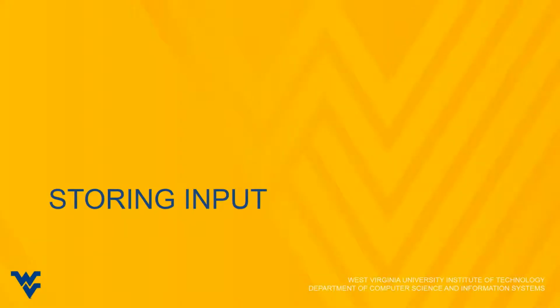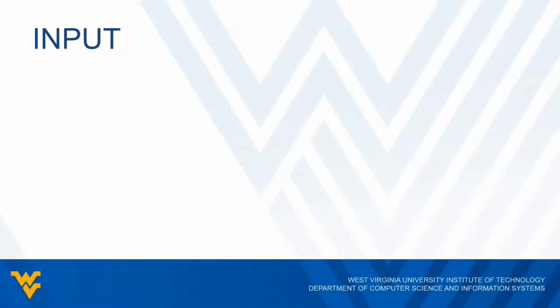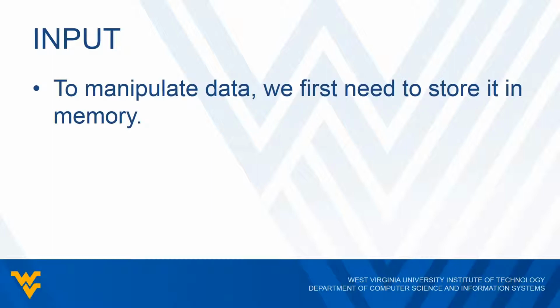Now that we're done talking about strings and other data types, let's talk about how we actually store the input. The first thing to note is if we're going to make any changes to our data, it has to be stored in memory first. We've talked about this. So if we do some input, it has to be stored in memory before we can do any changes, any manipulations whatsoever. So how do we get it into the memory?